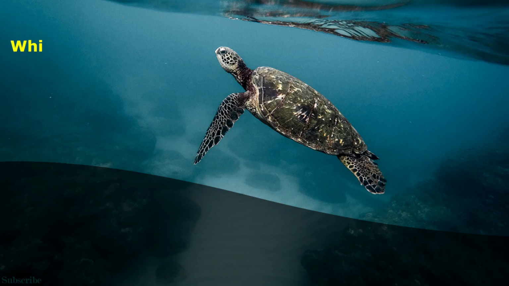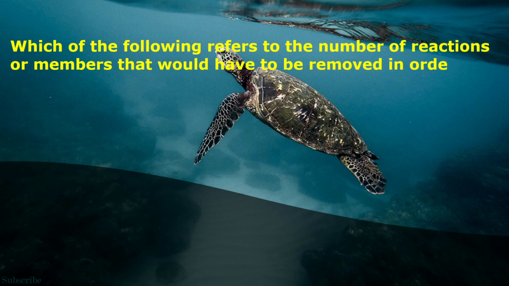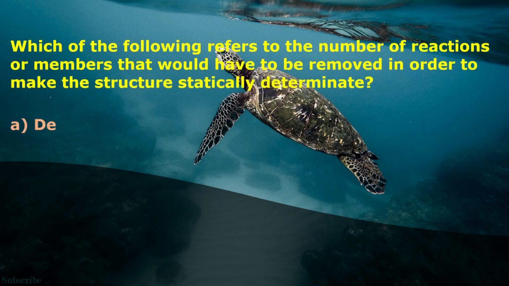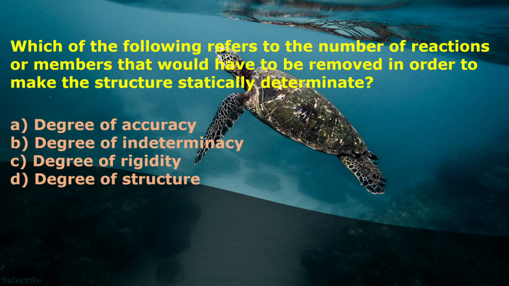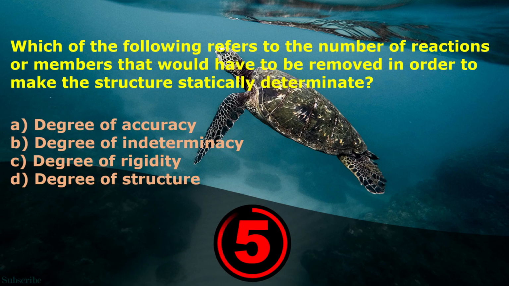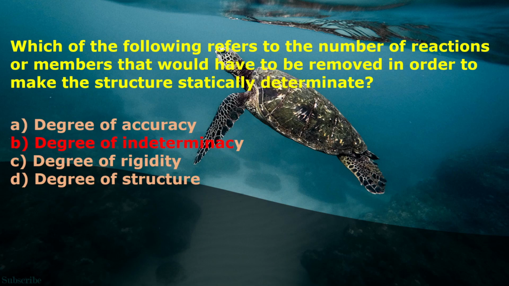Question number 13. Which of the following refers to the number of reactions or members that would have to be removed in order to make the structure statically determinate? A. Degree of accuracy. B. Degree of indeterminacy. C. Degree of rigidity. D. Degree of structure. The correct answer is letter B, degree of indeterminacy.